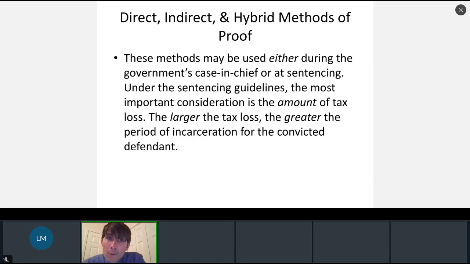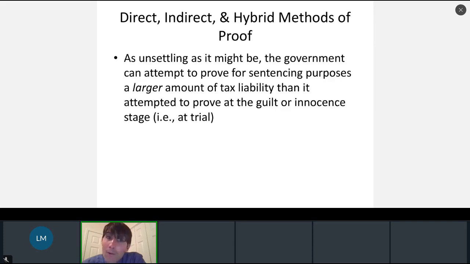These methods may be used either during the government's case in chief or at sentencing. Under the sentencing guidelines, the most important consideration is the amount of tax loss. That drives the time, so to speak. The larger the tax loss, the greater the period of incarceration for the convicted defendant. As unsettling as it might be, the government can attempt to prove, for sentencing purposes, a larger amount of tax liability than it attempted to prove at the guilt or innocence stage.